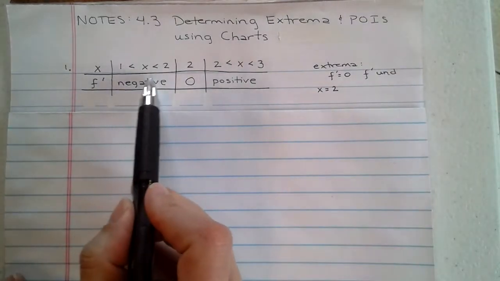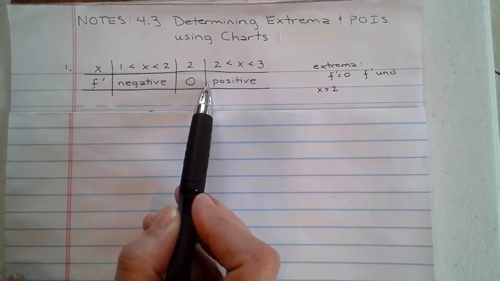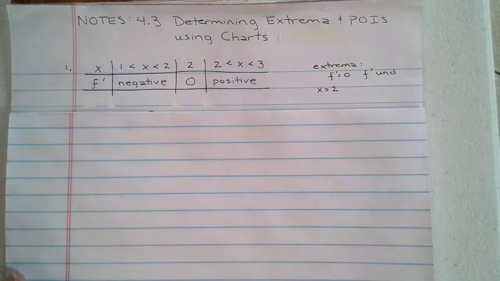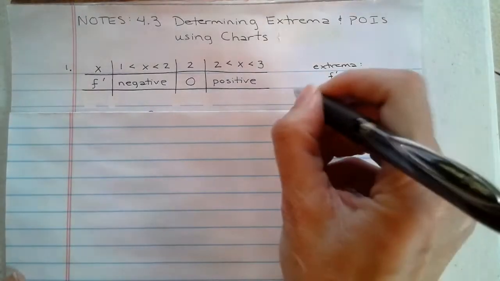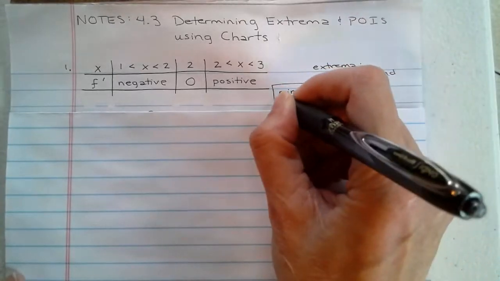It's negative all right up until we get to 2. Boom, passes through 0, and then now the slope is positive. So if at x equals 2 the slope of f changes from negative to positive, that means we have a min at x equals 2.